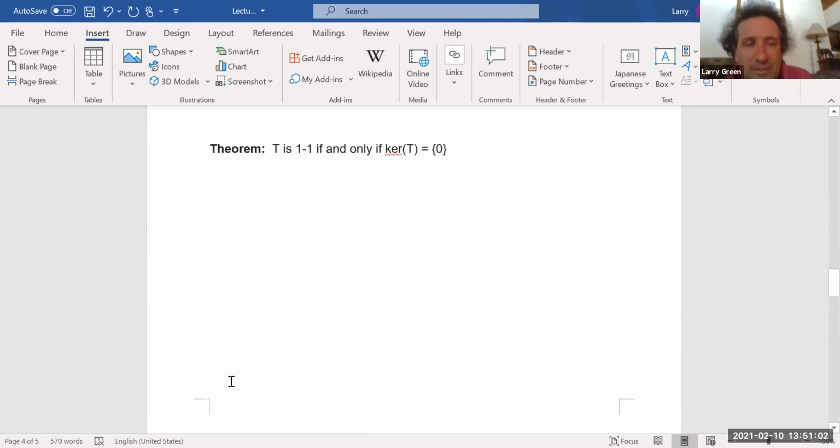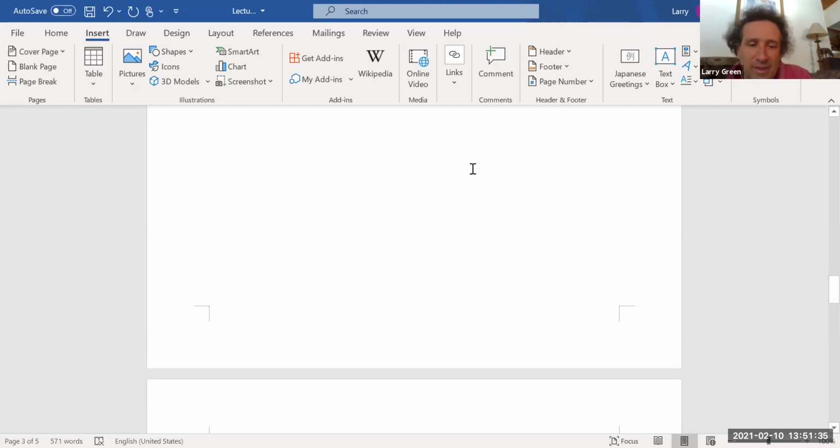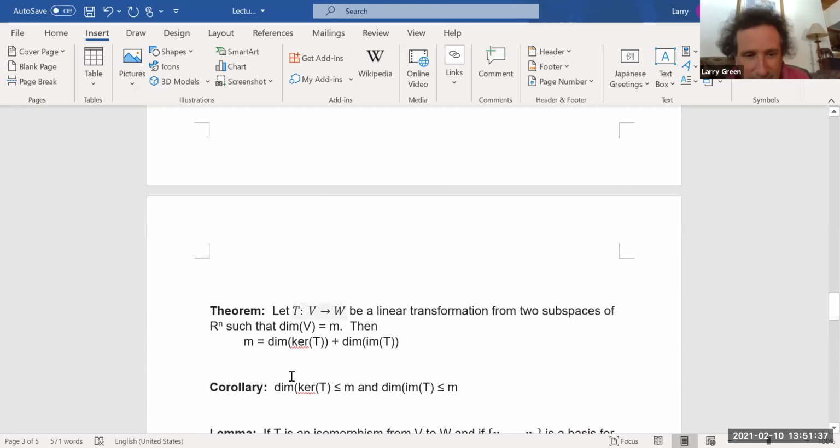Okay, so the next theorem is T is 1 to 1 if and only if the kernel of T is equal to the 0 vector. We already had this theorem. Do you remember? But I always like to write down the book's theorems, and I'm not going to prove it because I already proved it once. It's exactly the same theorem. So hopefully you remember this one, that always works. So I'm just going through what the book does.